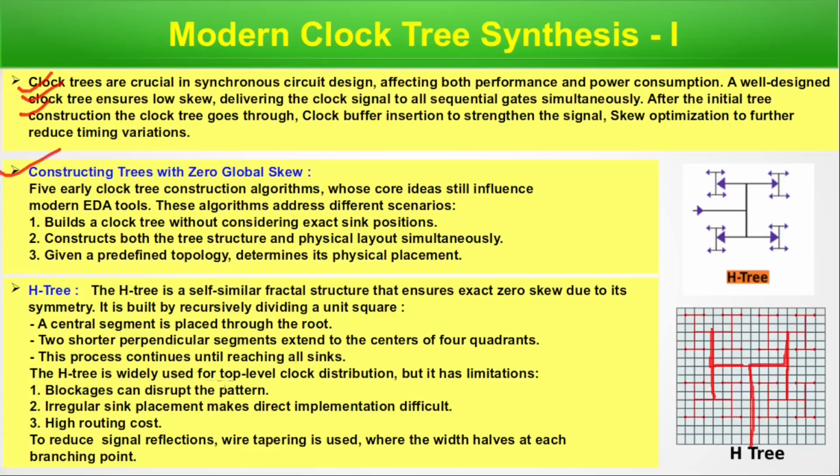The H-tree is widely used for top-level clock distribution, but it has limitations: blockages can disrupt the pattern, irregular sink placement makes direct implementation difficult, and there is high routing cost. To reduce signal reflection, wire tapering is used, where the width halves at each branching point. This is the H-tree. It has a symmetrical structure, although it has some downsides. We are done with this slide. We will move to the next slide.